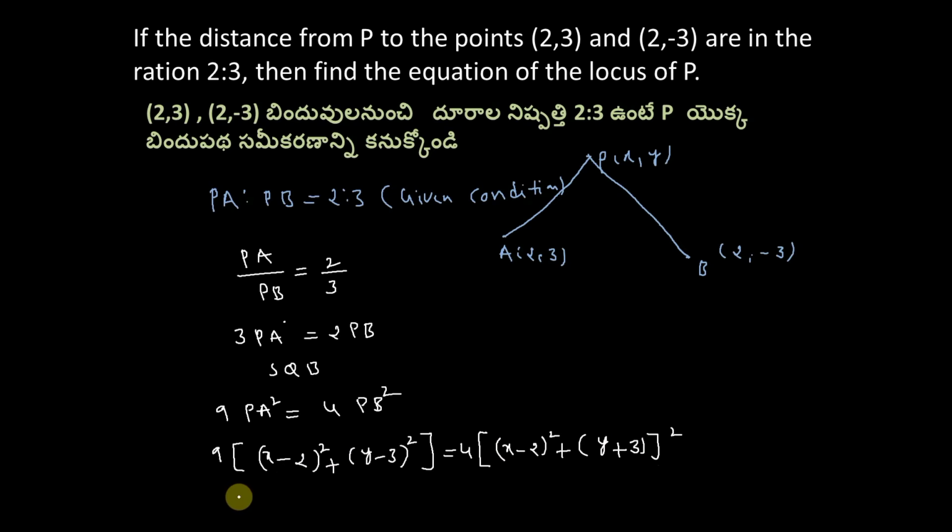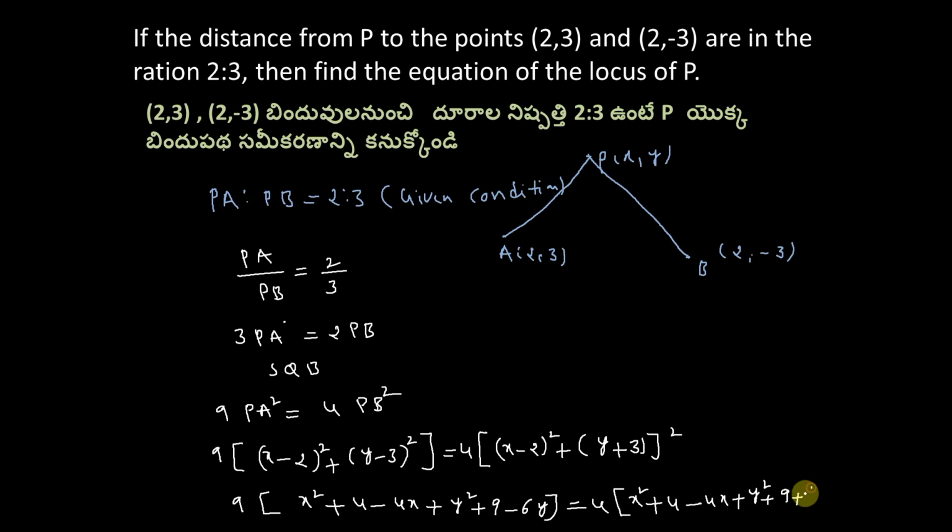This is 9 as it is. Expand this one: x square plus 4 minus 4x plus y square plus 9 minus 6y. So this is equal to 4 into, again here also expansion, x square plus 4 minus 4x plus y square plus 9 plus 6y. So simplify the first.